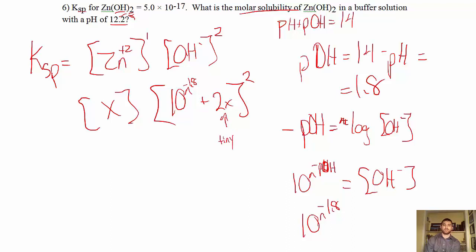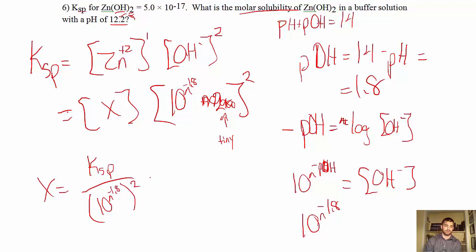Now, we're going to assume that this number is, again, tiny. We're going to assume that we can ignore it, and we can come back and check to see if it's all right that we did that. So now we have to solve for x. We get x equals Ksp over this number, 10 to the minus 1.8 squared, and I get my answer being 1.99 times 10 to the minus 13.